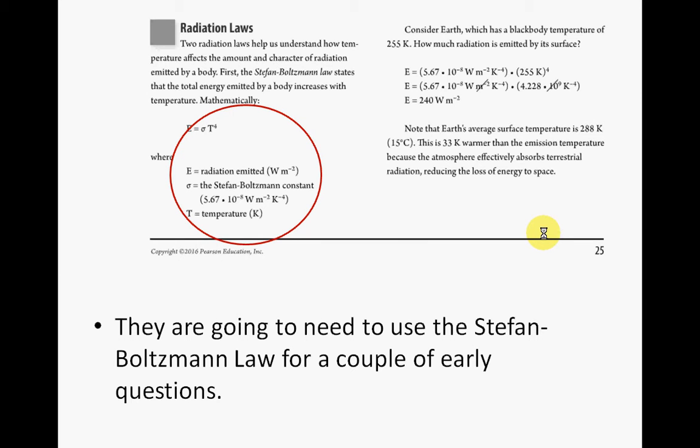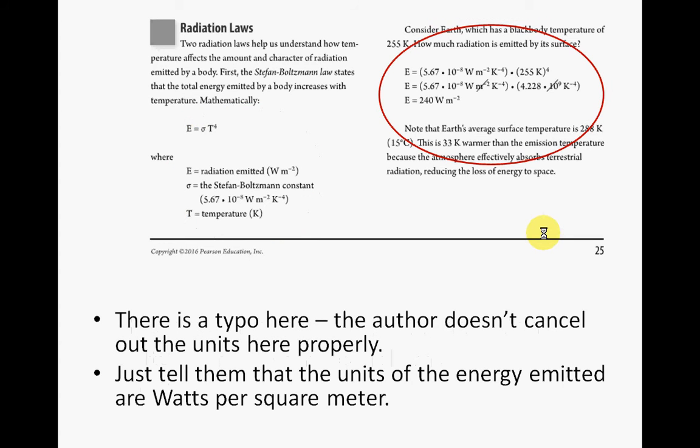Okay, so you're going to be using Stefan-Boltzmann's law, which is E equals sigma T to the fourth, where sigma is just a constant, and T is just the temperature in Kelvin. Now, there's actually a typo here, at least in the digital copy of the book. They aren't canceling the units right here, but they ended up with the right answer because they knew what the right answer was going to be. Just tell them that the units of this energy that's being emitted are going to be watts per square meter, and that's more than enough. They don't need to worry about how they're going to cancel all these units and so on.